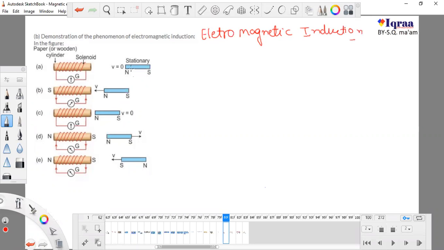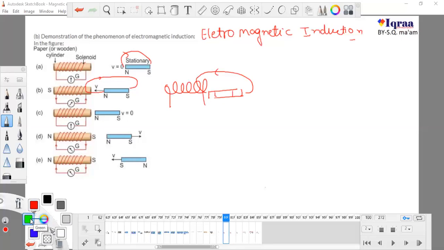So by this magnet, as this magnet comes closer to this coil, the coil will also face the magnetic field lines. This is the coil, and if the magnet is very close, the coil will feel the magnetic field lines, and the current will flow into them.